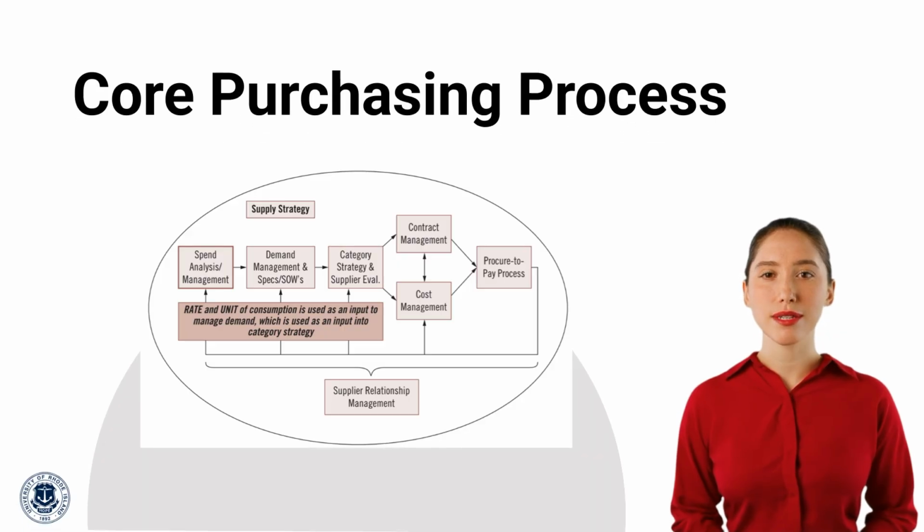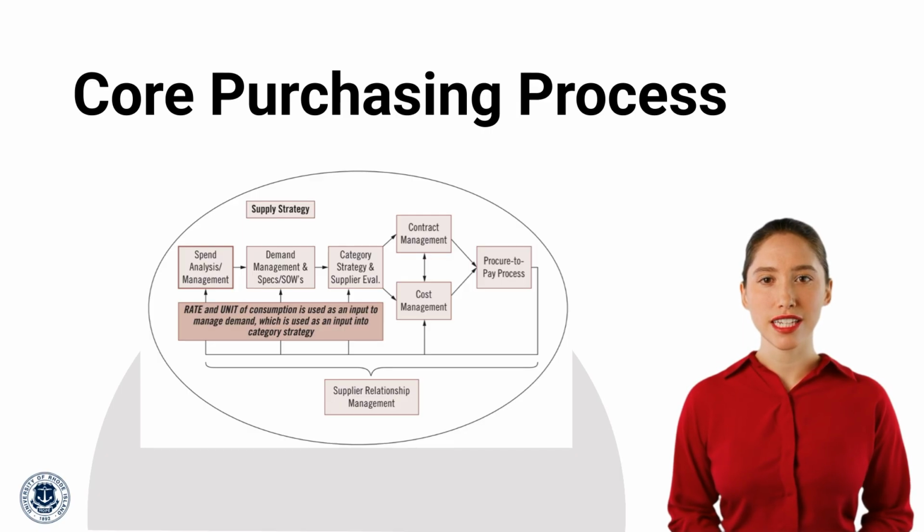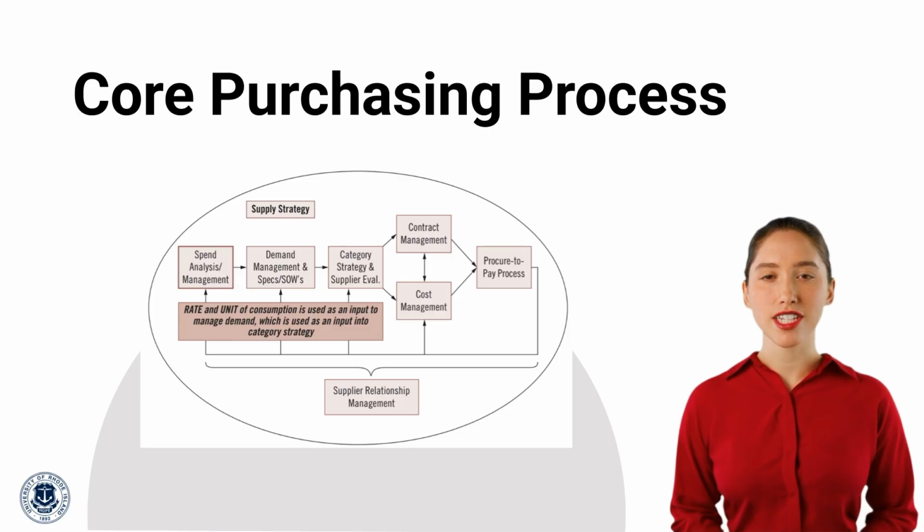The core purchasing process consists of several foundational elements: spend analysis, demand management, category management, contracting, cost management, P2P management, supplier relationship management, and strategy development. Each of these components builds on the previous one, creating a comprehensive end-to-end purchasing system. We will discuss each of these elements in more detail throughout the duration of the course, but we will talk about each one briefly in this video.